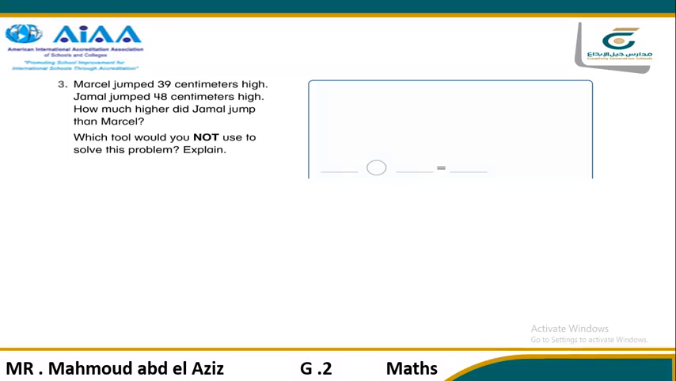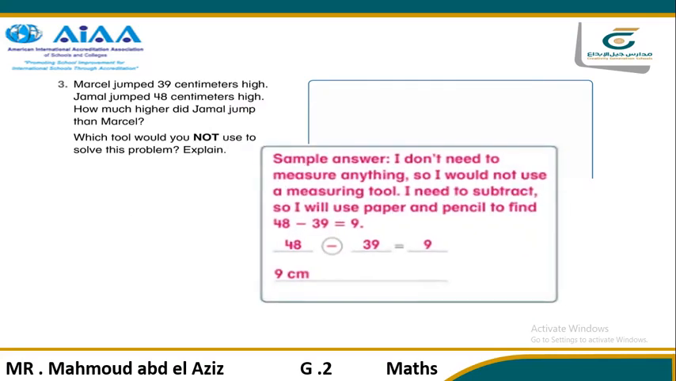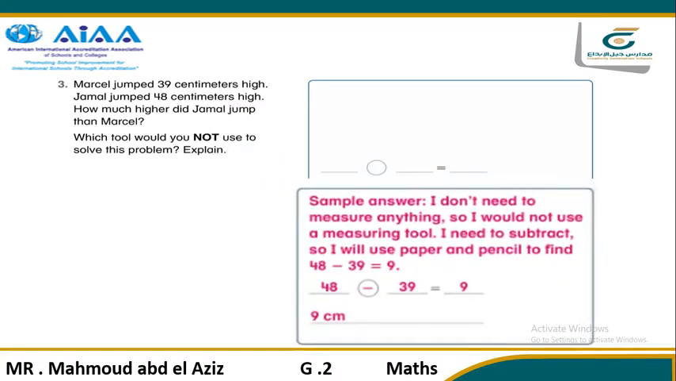Marcel jumped 39 centimeters high. Jamal jumped 48 centimeters high. How much higher did Jamal jump than Marcel? Which tool would you not use to solve this problem? Do you want to use any tool here? No. Why? Because you already have the numbers. You have here 39 centimeters high and the other one, Jamal, 48 centimeters high. So you don't need to measure anything. So you wouldn't use a measuring tool.